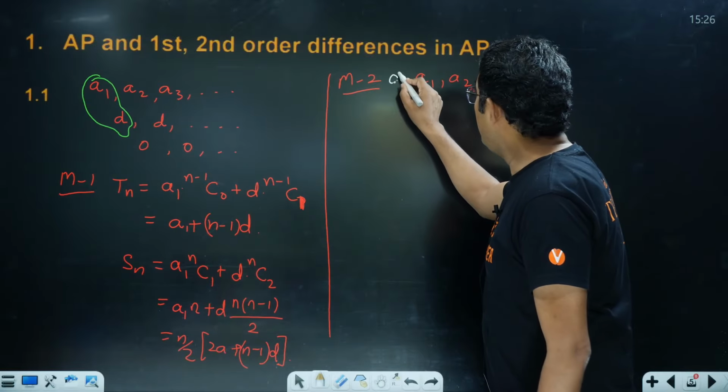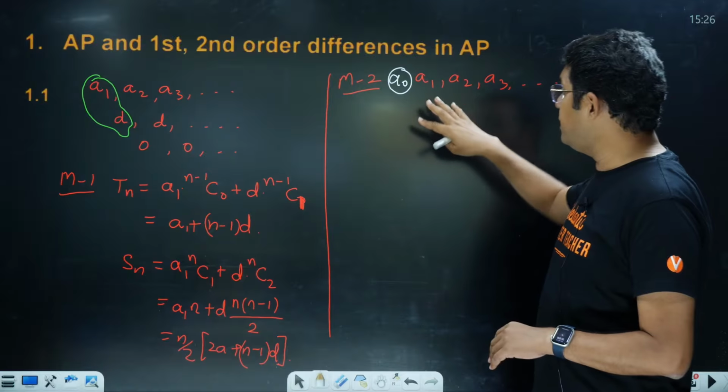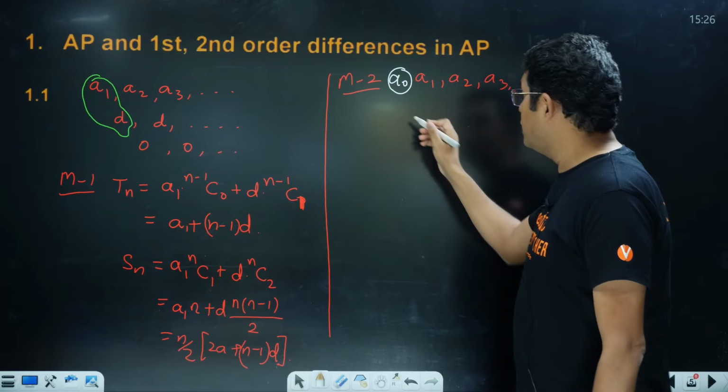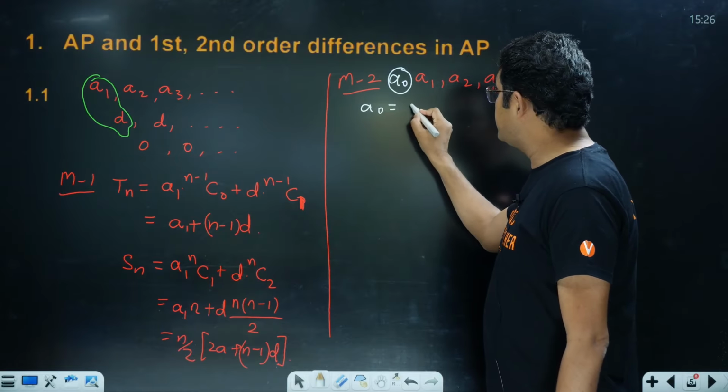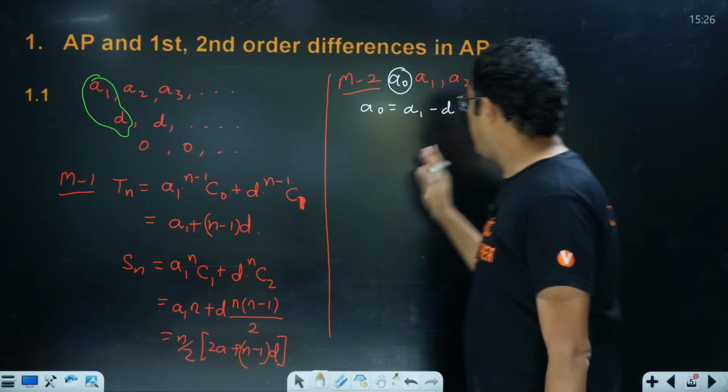Yeah, so A0. Okay, this is not part of this series. I am just writing so that I can use it later on. Now this A0 would be, you can see, A1 minus D. A1 minus D, it will just be A1 minus D.